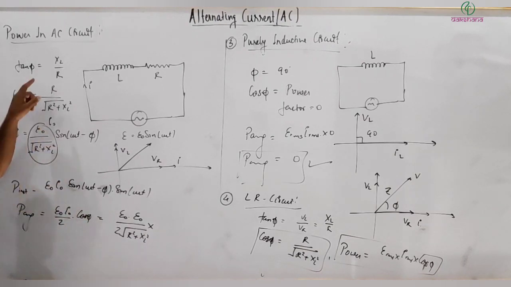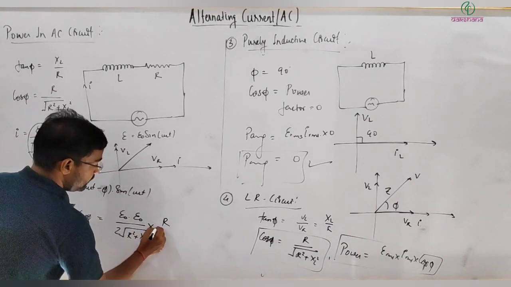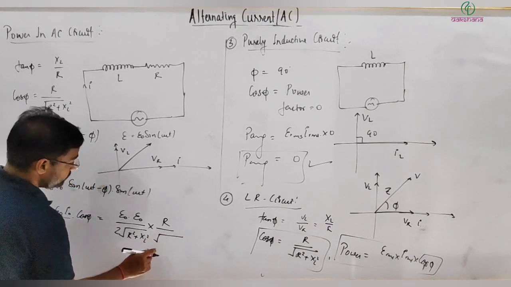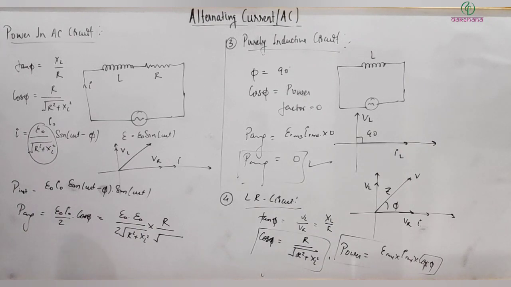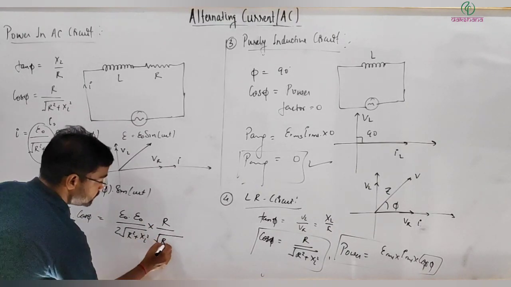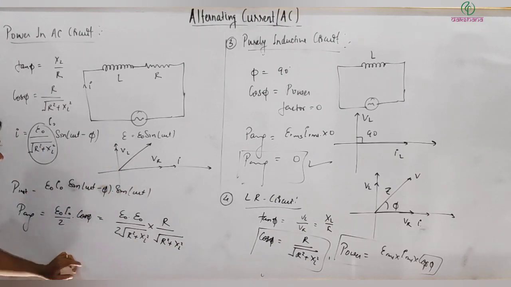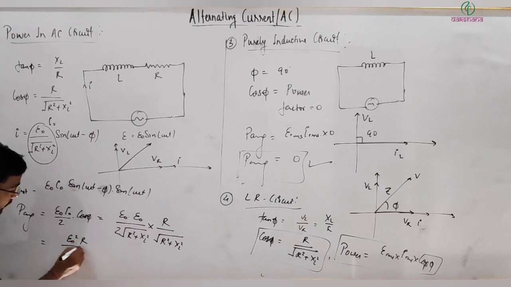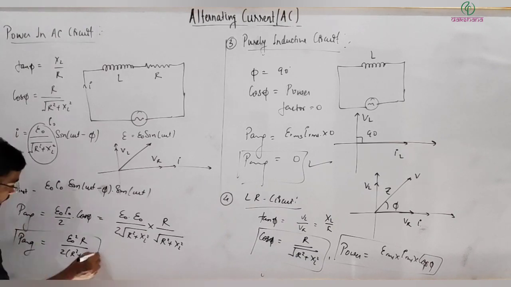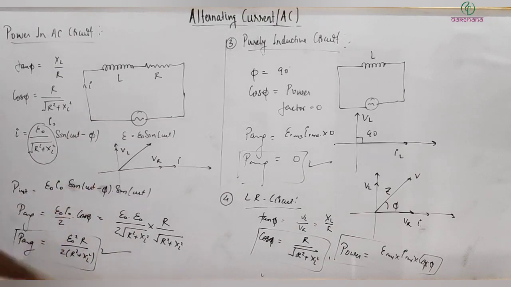So cos phi is how much? Cos phi is R divided by under root R square plus XL square. Multiplying it by cos of phi, cos phi is here R divided by under root R square plus XL square. Clear? Now I can multiply it. So this comes out to be E naught square into R divided by 2 into R square plus XL square. So this is the average power consumed in an LR circuit.